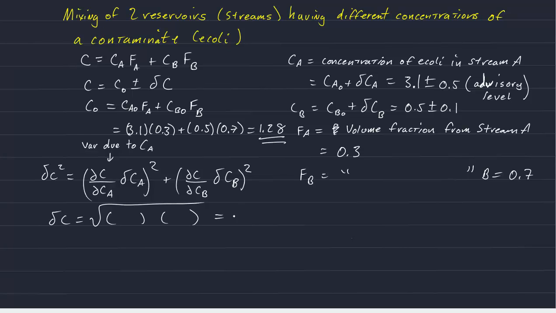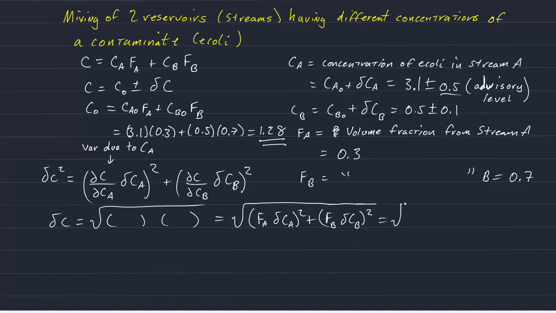And so, if we first look at the partial derivative of C with respect to CA, we just take the derivative of this whole function, allowing CA to vary, but assuming all the other variables are constants. So the partial derivative of C with respect to CA is just FA, so that's FA times the uncertainty in CA squared. And now we have to take the partial derivative of the total concentration with respect to CB. So again, all the other variables are assumed to be constant. We're just looking at the variation due to CB, and that partial derivative is FB times the uncertainty in concentration of CB.